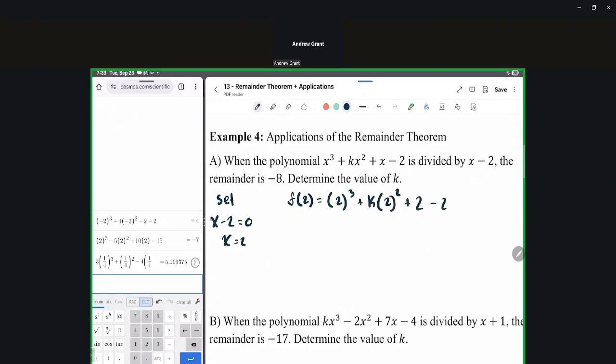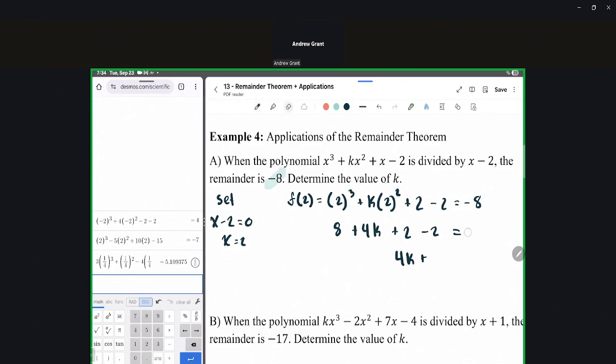But what's this all supposed to equal? Well, we saw earlier that the remainder was 8. Sorry, was it negative 8? So this is going to be equal to negative 8. And we can actually solve this equation now. So 2 to the power of 3 is going to give us 8. 2 to the power of 2 is 4. 4 times k is just 4k. And then we have plus 2 minus 2. This is supposed to equal 0. So 8 plus 2 is 10. 10 minus 2 is 8. And so we end up with 4k.